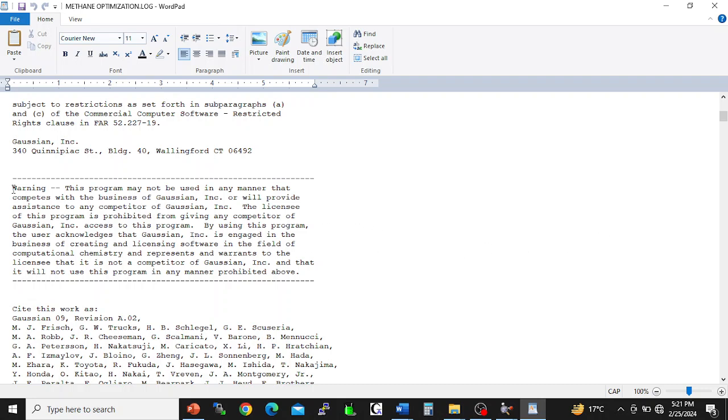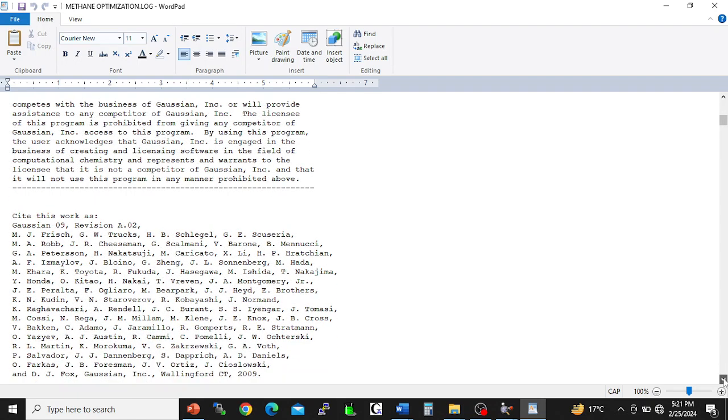And there's quite an interesting warning here that this program may not be used in any manner that competes with the business of Gaussian because it's a paid software. Then down here, you have the citation for this version on which you ran the calculation. For example, if you run the calculation on Gaussian 09 Revision A.02, then this is the complete citation that you should put in the manuscript if you're going to publish the results.